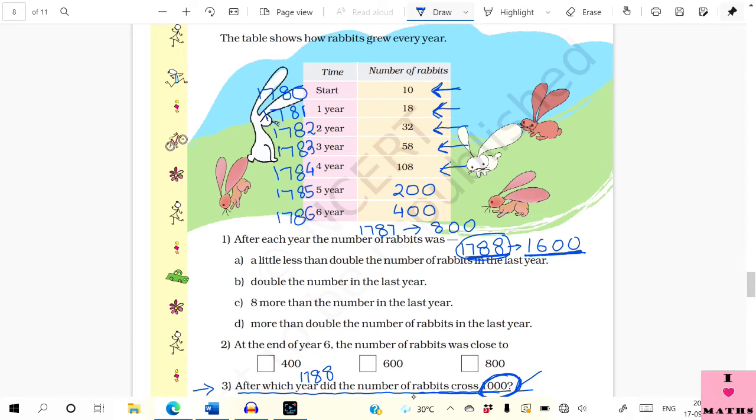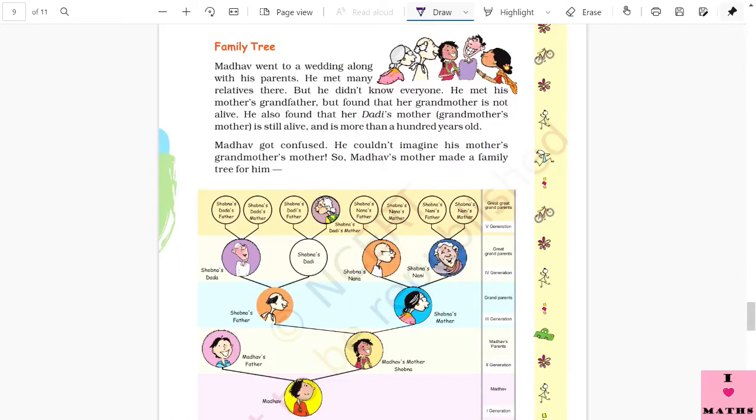I hope children you would have understood this. Family tree. Okay, this is something very, very interesting. And after reading this, you can also make your family tree, beta. Okay, let us read what is this all about.